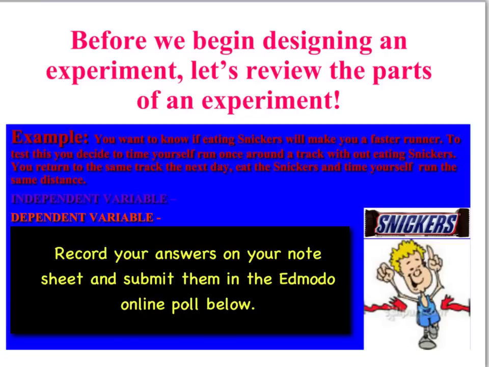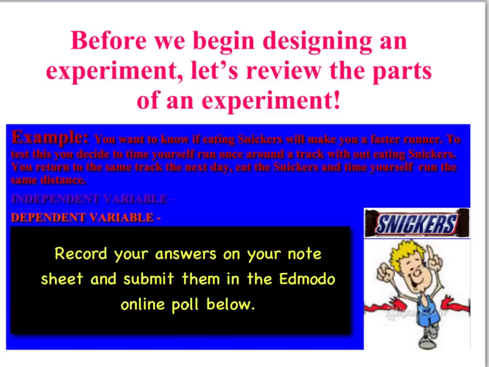You want to know if eating Snickers will make you a faster runner. To test this, you decide to time yourself run once around a track without eating Snickers. And then you return to the same track the next day, eat the Snickers, and time yourself run the same distance. So you want to think about what your independent variable is. Remember, the independent variable is the variable that you change. It's what you're testing in your experiment. So in this experiment, what are you testing? What are you changing from the first run around the track to the second run?